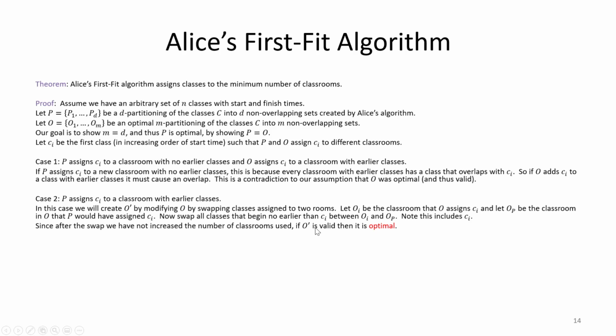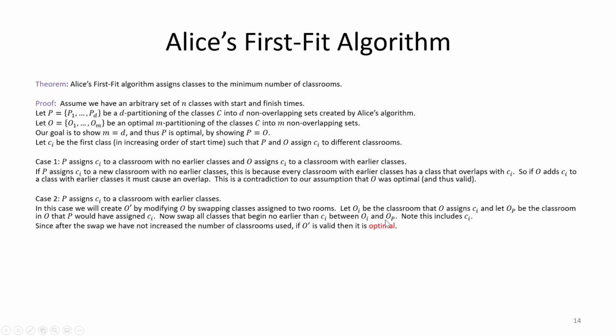So let's see, and I started that argument already, can there be any overlaps? Well, because we swapped that whole chunk of classes, there can be no overlaps after CI, we know that part. So could there be overlaps before? Well, as I mentioned, these two classrooms, OI and OP, all of the classes that existed in those classrooms that start before CI, we know are compatible with CI because O adds CI to classroom OI, so we know it's compatible for that reason, but P adds CI to the classroom OP. So we know that CI must be compatible with all those entries in OP as well.